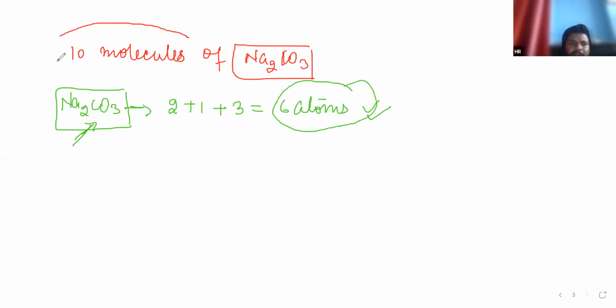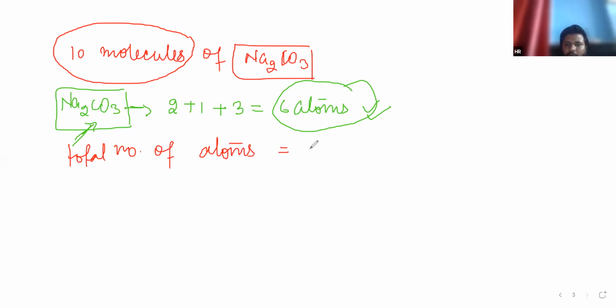Then how many atoms are present in 10 molecules of Na2CO3? Then the total number of atoms is equal to 6 into 10, that is equal to 60 atoms. Aslan, did you get it? In one molecule, 6 atoms are present. Here we calculated 10 molecules are present. That means 60 atoms. Got it or not?